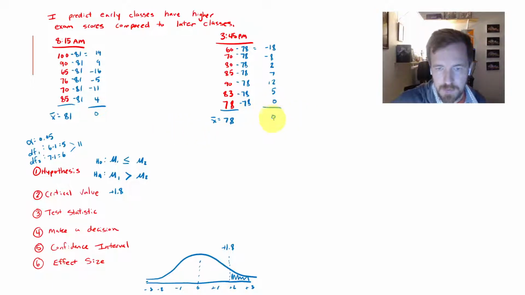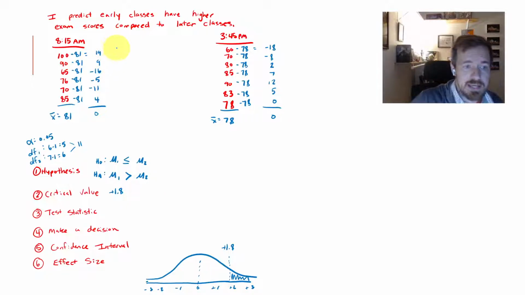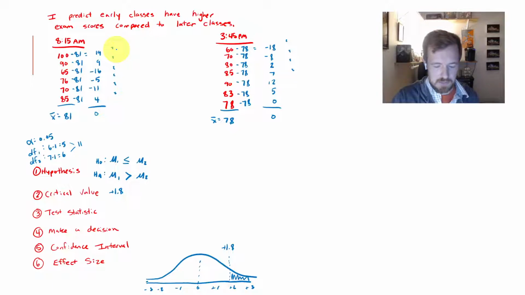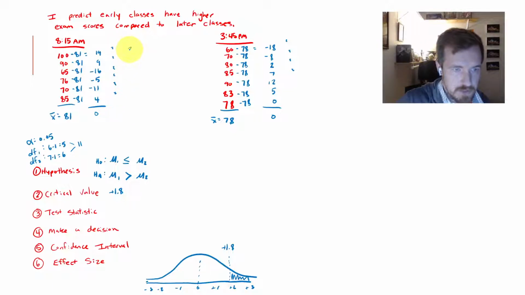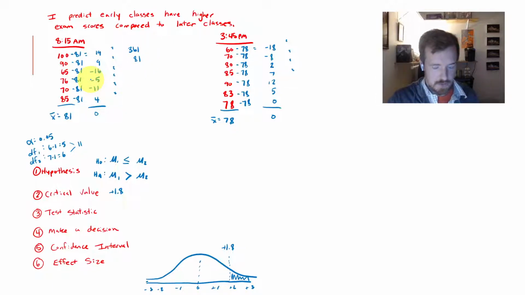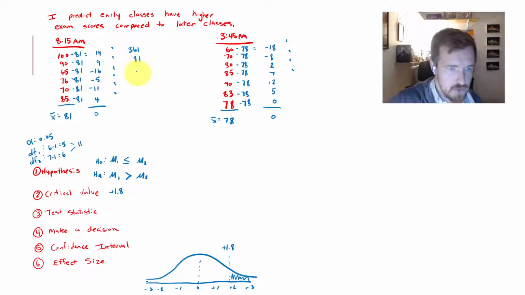Great. All right. Now, I'm going to be squaring each of these. So it's time to square them, right? So let's do that. So 19 times 19. I wish I could do that off the top of my head. That is 361, plus 81, because 9 times 9 is 81. So 16 times 16 is 256. This is 25, 121, and 16.